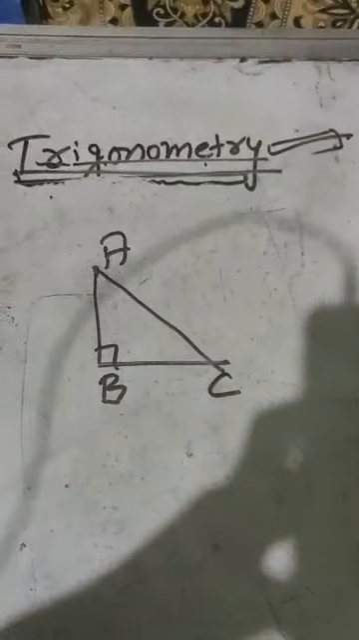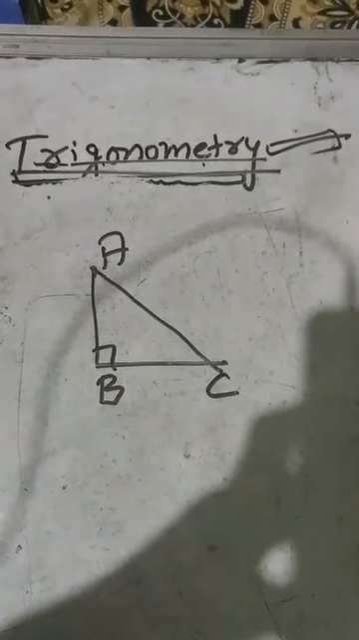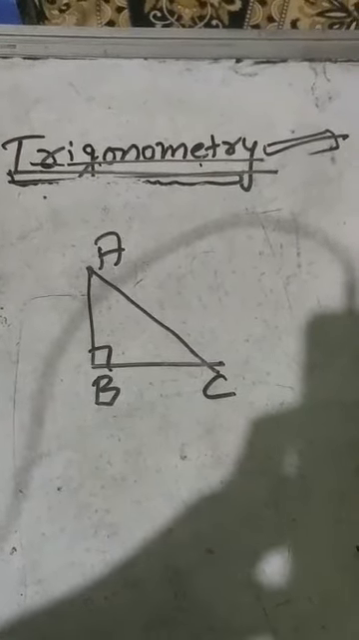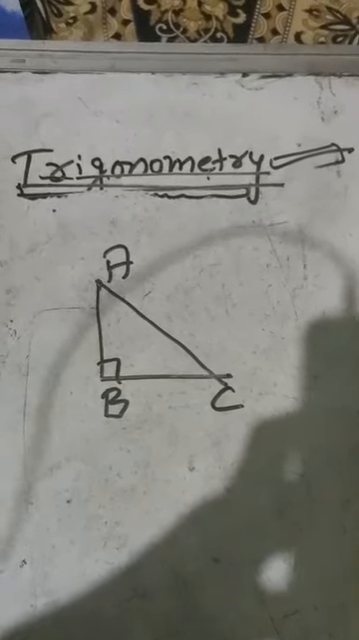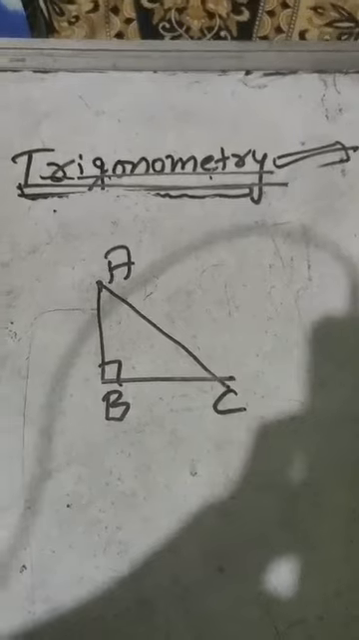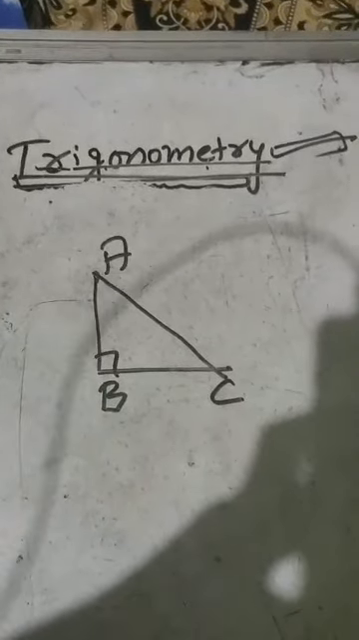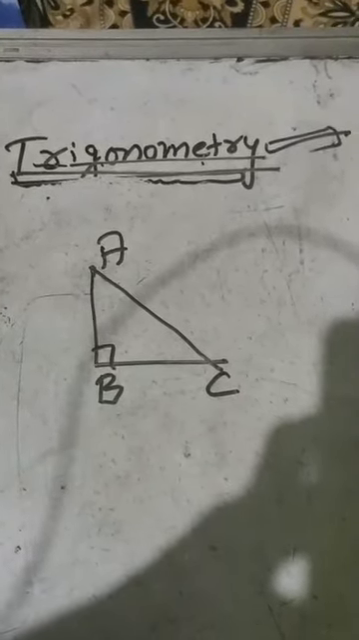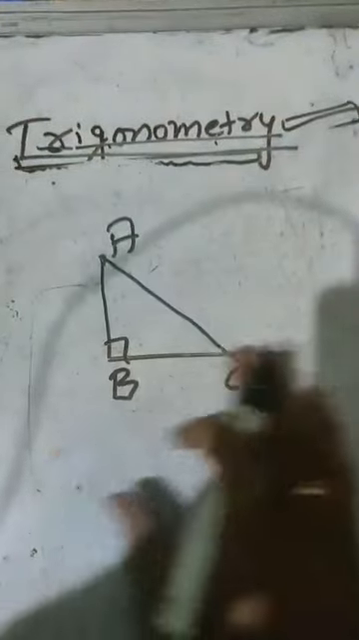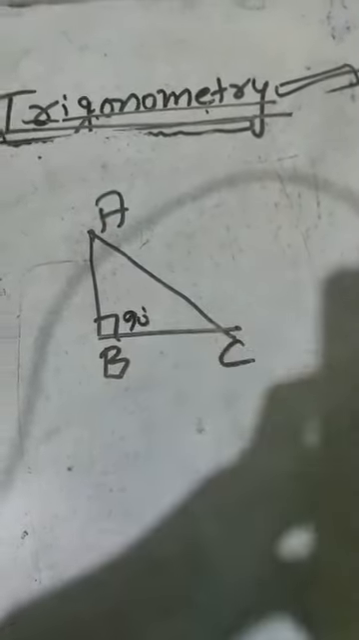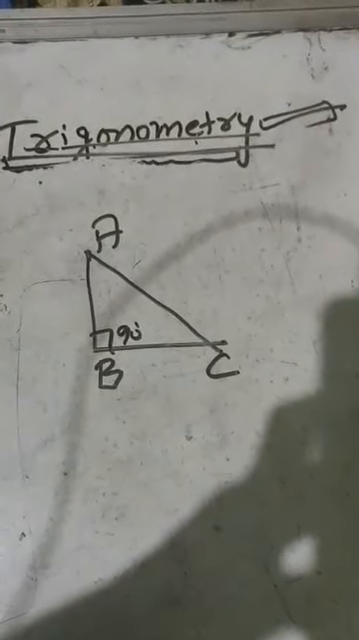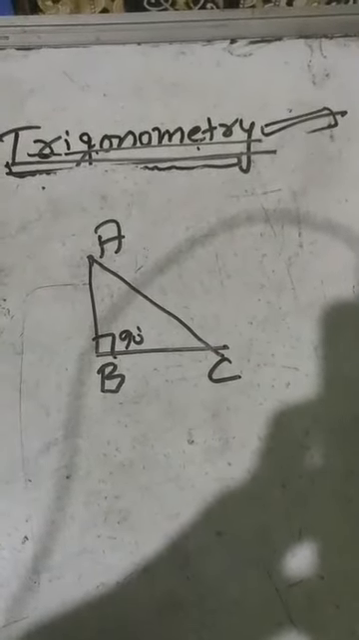For example, what is the height of Mount Everest? We can measure the height of Mount Everest or the Statue of Unity by using trigonometry. Trigonometry concepts are based on right angle triangles. Here we have right angle triangle ABC where B is 90 degrees. Let us discuss the basic concepts of trigonometry.